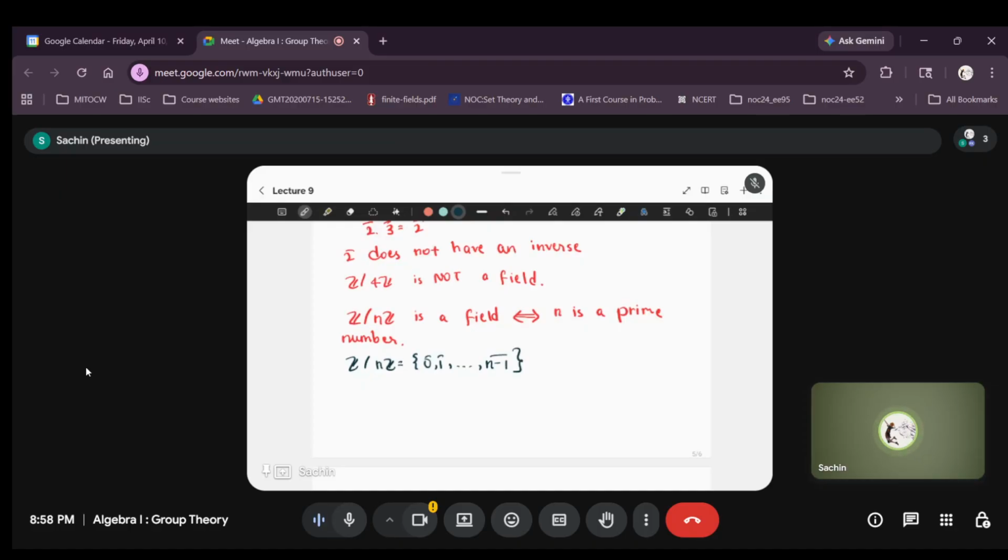So any other number will not, for any class here, pick some class A bar or X bar. Pick a representative, which is pick A such that it is between 1 and n minus 1 and A bar is equal to X bar. You can always do that.